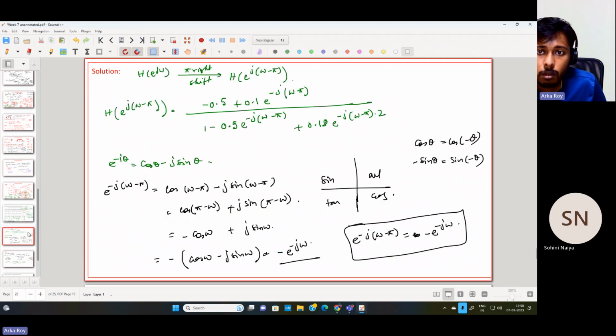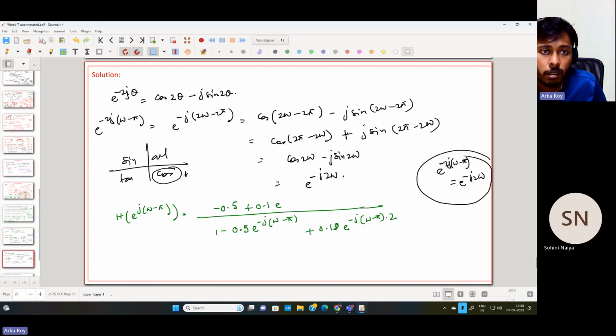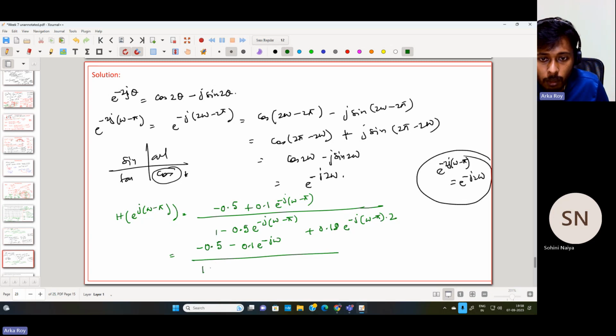So this was e to the power minus j omega minus pi. So this will be 0.5 minus 0.1 e to the power minus j omega, divided by 1 plus 0.9 e to the power minus j omega, plus 0.18 e to the power minus 2 j omega.